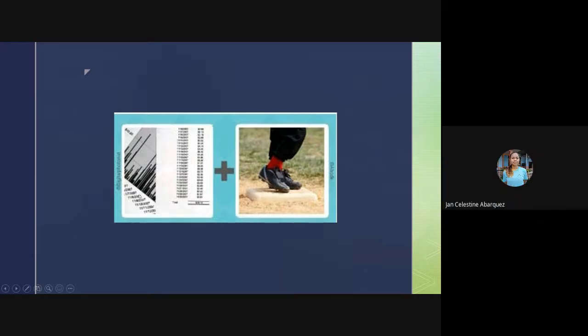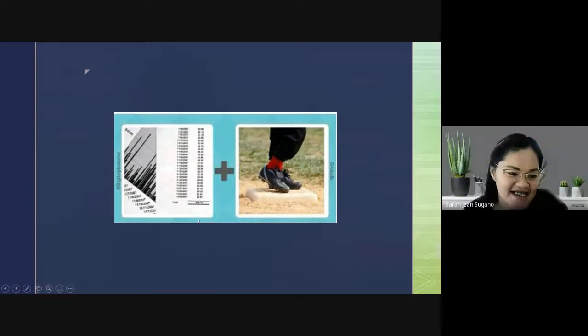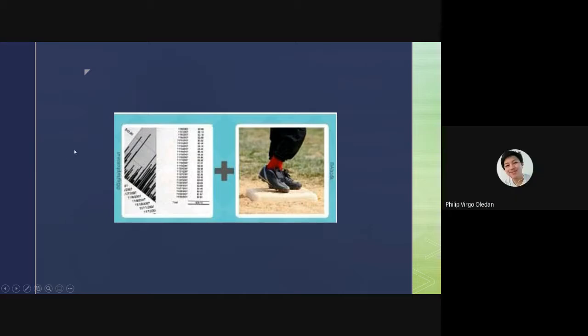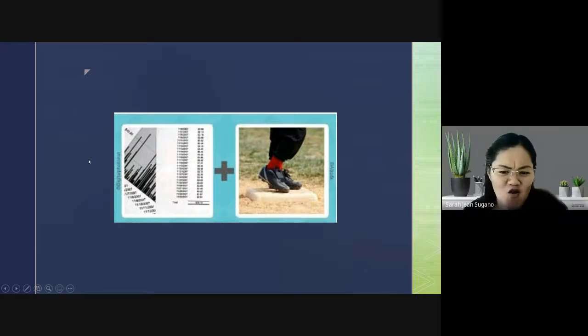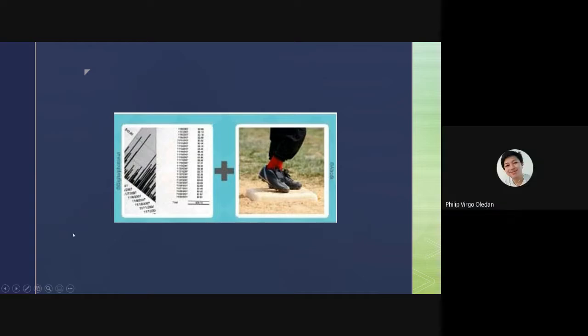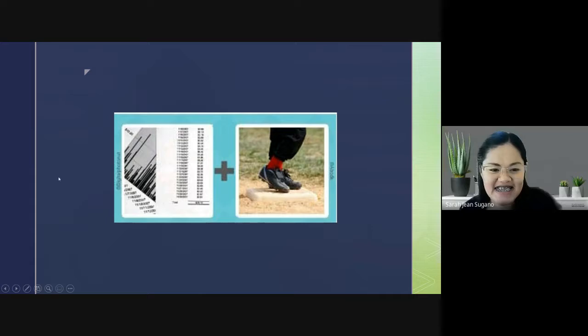Playlist. Unsa? Graph base, ma'am. Graph base? No. Other term for graph. Line base. Database. Yes, database. Very good. Yeah. Okay.